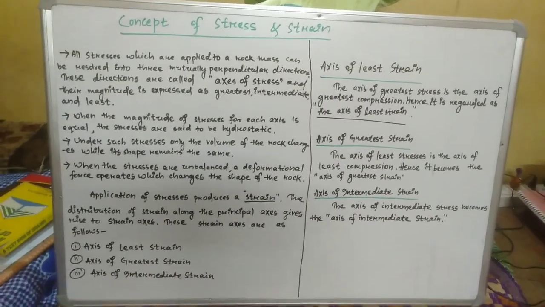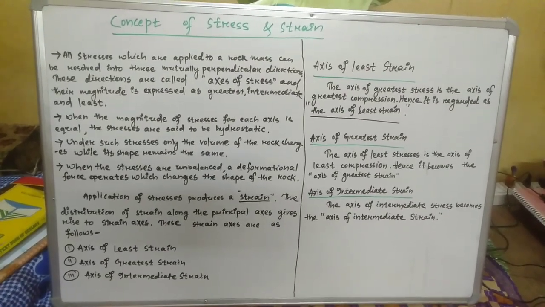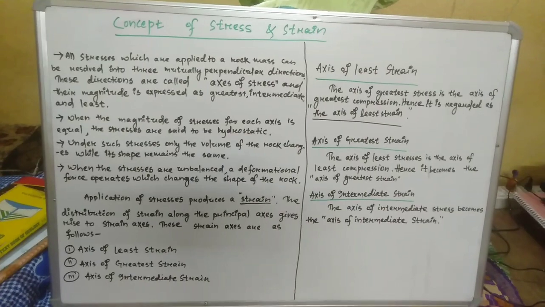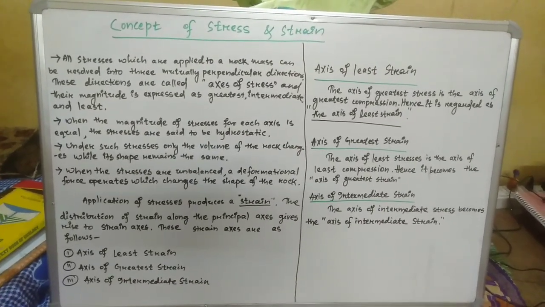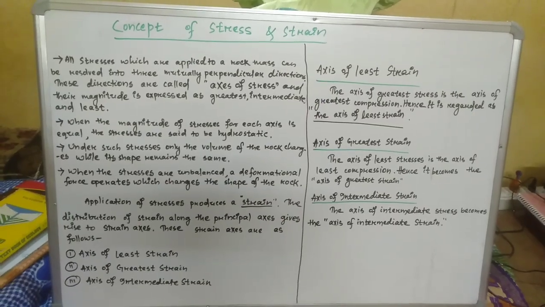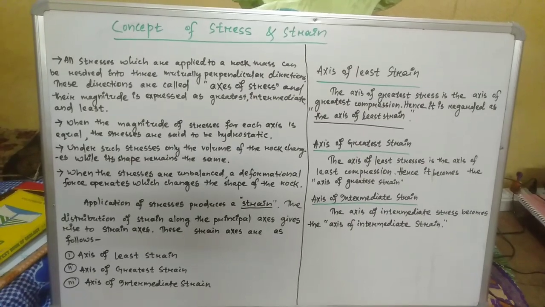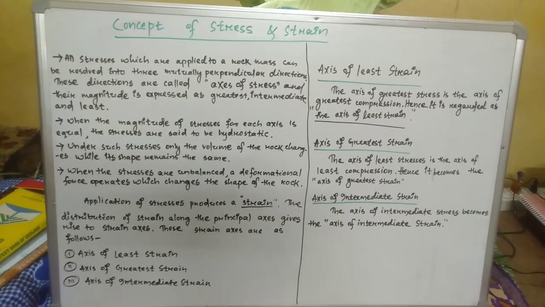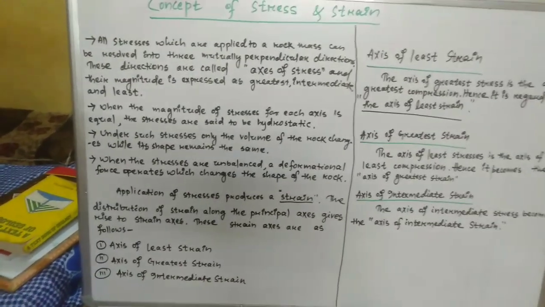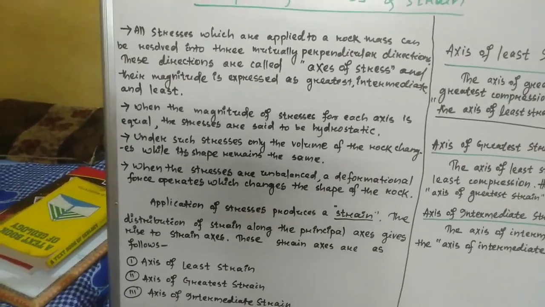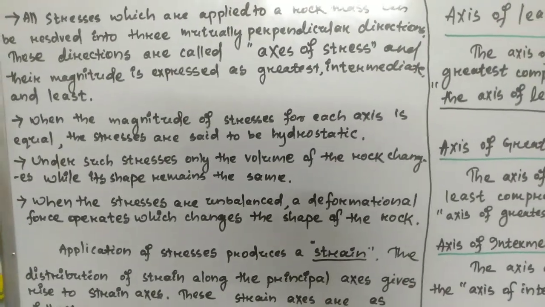Today we will discuss the concept of stress and strain. All stresses which are applied to a rock mass can be resolved into three mutually perpendicular directions. These directions are called axes of stresses, and their magnitude is expressed as greatest, intermediate, and least. When the magnitude of stresses for each axis is equal, the stresses are said to be hydrostatic.